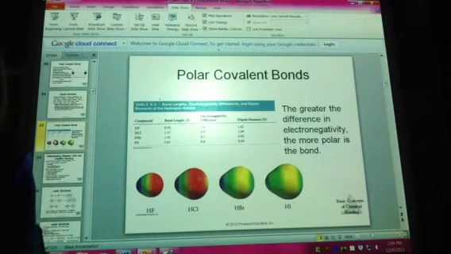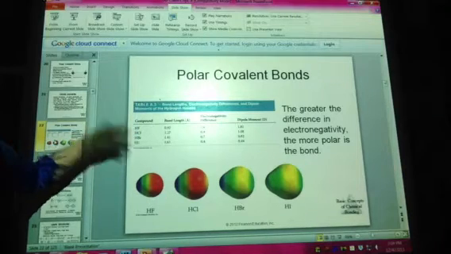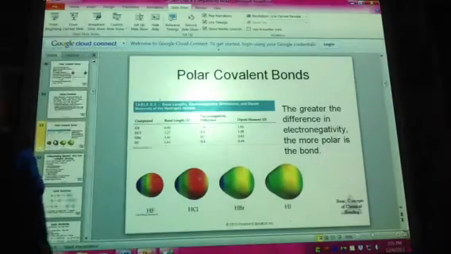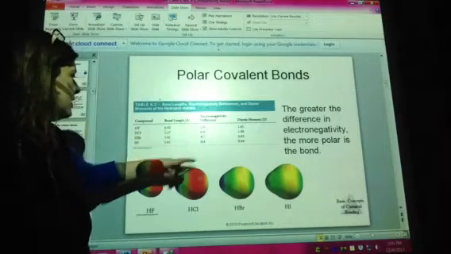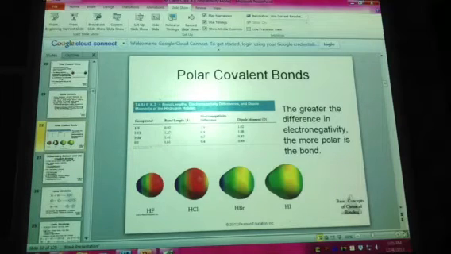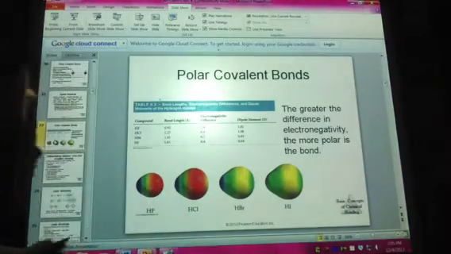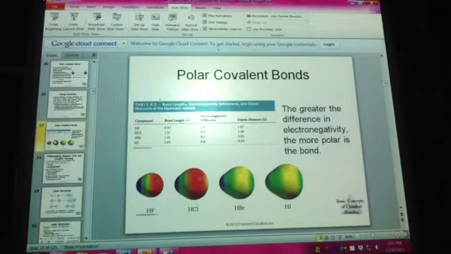I can also notice, though, that as we move from HF to HCl to HBr to HI, so we're just moving down the halogens in this case. So we have HF, HCl, HBr, HI. I can notice here that as the electronegativity difference is decreasing as we're going across here, what happens to the bond length? As the electronegativity difference is decreasing here, I can see here that the bond length is actually getting bigger. So as electronegativity difference decreases, the bond length is increasing.